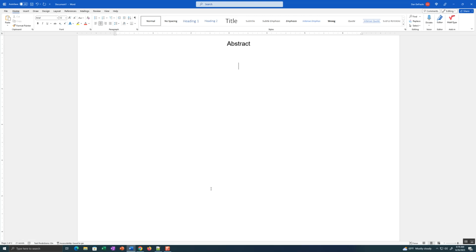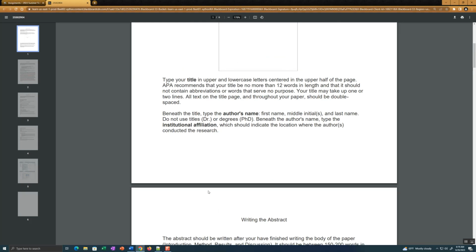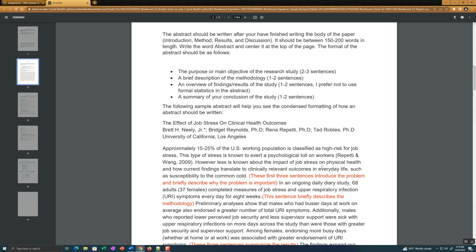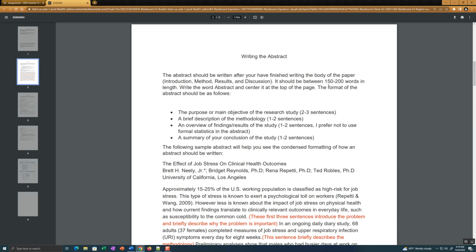Now, how do you write the abstract? You write the abstract after the rest of the paper has been completed. So let's go look at what we're doing here with the abstract. So the abstract, I know I have between 150 and 200 words. Every paper, every journal, I should say, is different. So if a journal says the abstract can be no longer than 150 words, make sure your abstract is not longer than 150 words. Because guess what will happen?